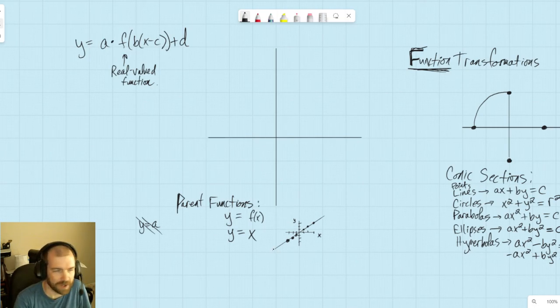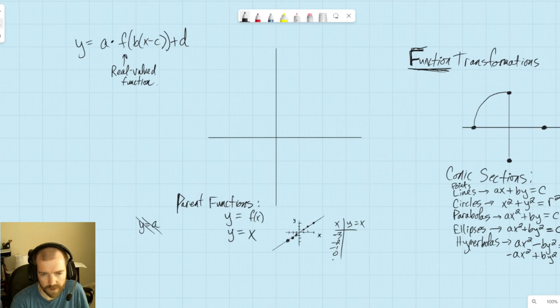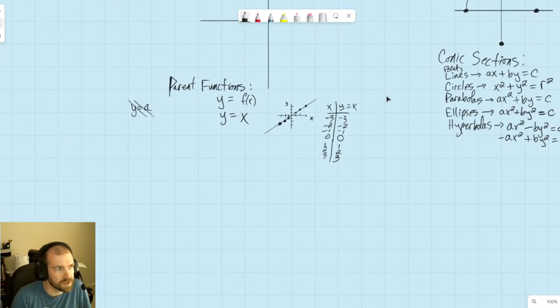All right, so we get our function y equals x that looks like this. And again, if we want to do our table of values for y equals x, this is just going to be -3, -2, -1, 0, 1, 2, 3. And for the y values, you literally just get the same thing. So this is terribly boring, but it makes a real easy basis to start all this stuff on.